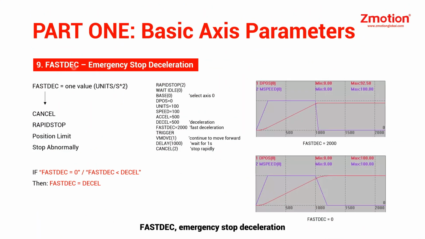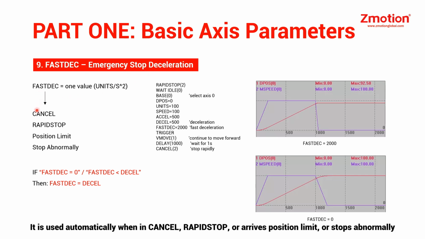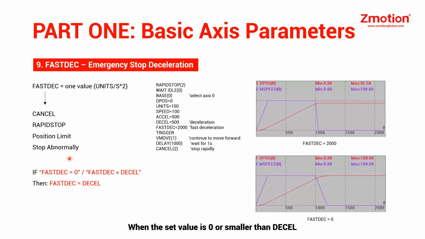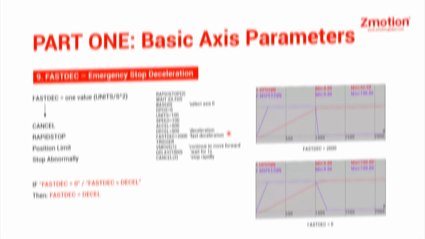Fast deceleration, emergency stop deceleration. It is used automatically in cancel, rapid stop, when arriving at a position limit, or when stopping abnormally, and when the set value is 0 or smaller than decel, it uses the deceleration value automatically. Here is one example. This shows the situation when fast deceleration is 2000. And this one is 0, so deceleration value 500 is used.